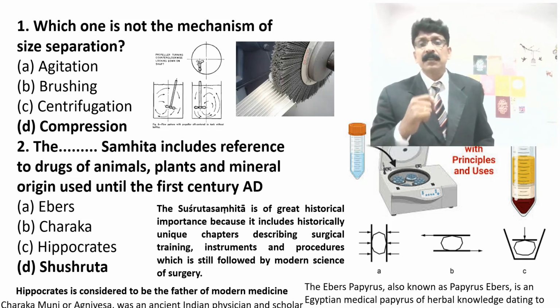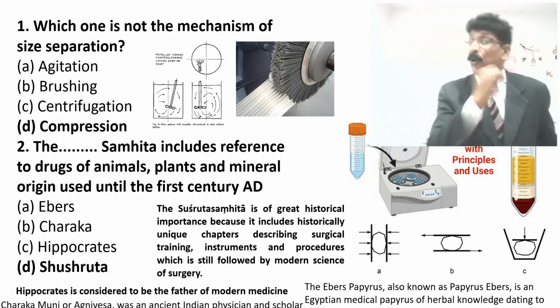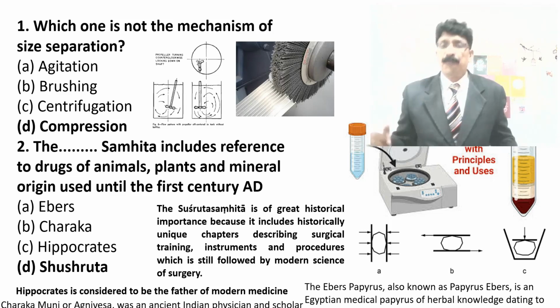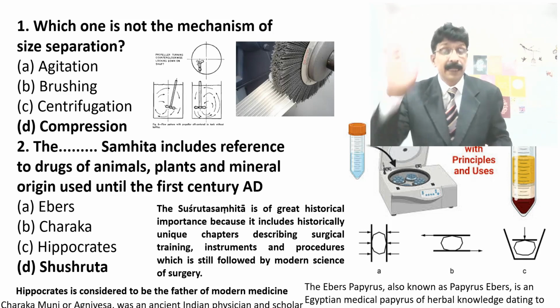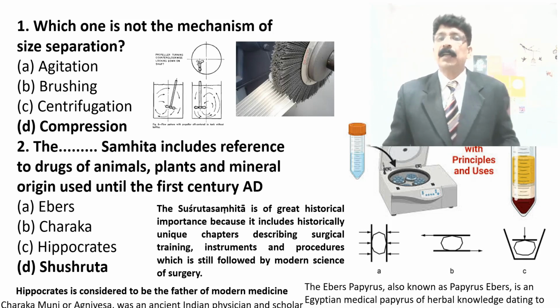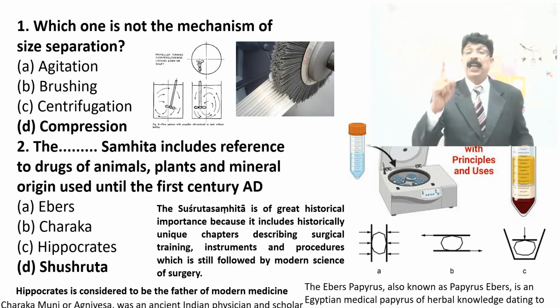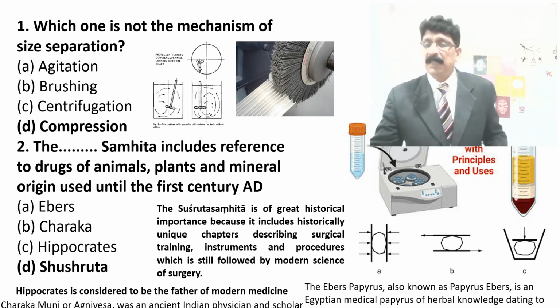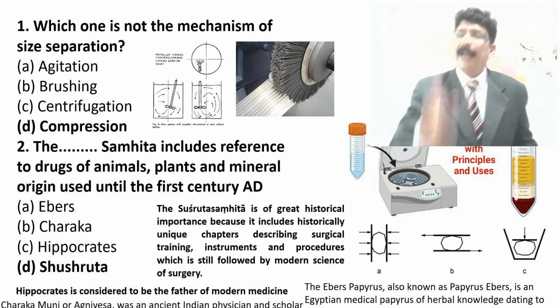Ebers Papyrus, you know very well, it's the first prescription, found in an Egyptian tomb. The prescription is written there. Prescription means it is a note written by a physician to the pharmacist for preparing the medicine.